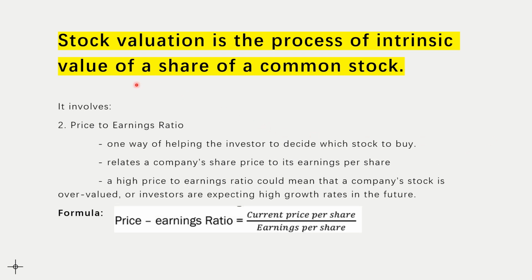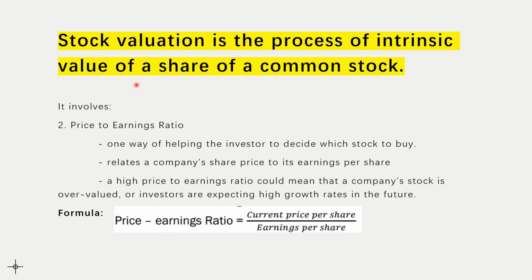Secondly, we have the price to earnings ratio, one way of helping the investor to decide which stock to buy. It relates a company's share price to its earnings per share. A high price to earnings ratio could mean that the company's stock is overvalued or investors are expecting high growth rates in the future. And as you can see, the formula here for price to earnings ratio is current price per share divided by the earnings per share.